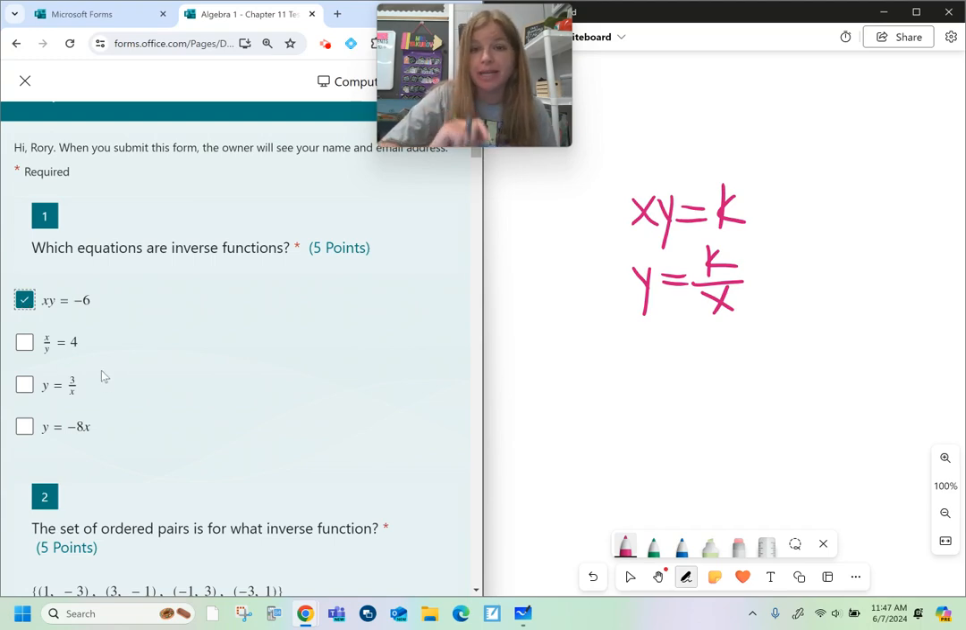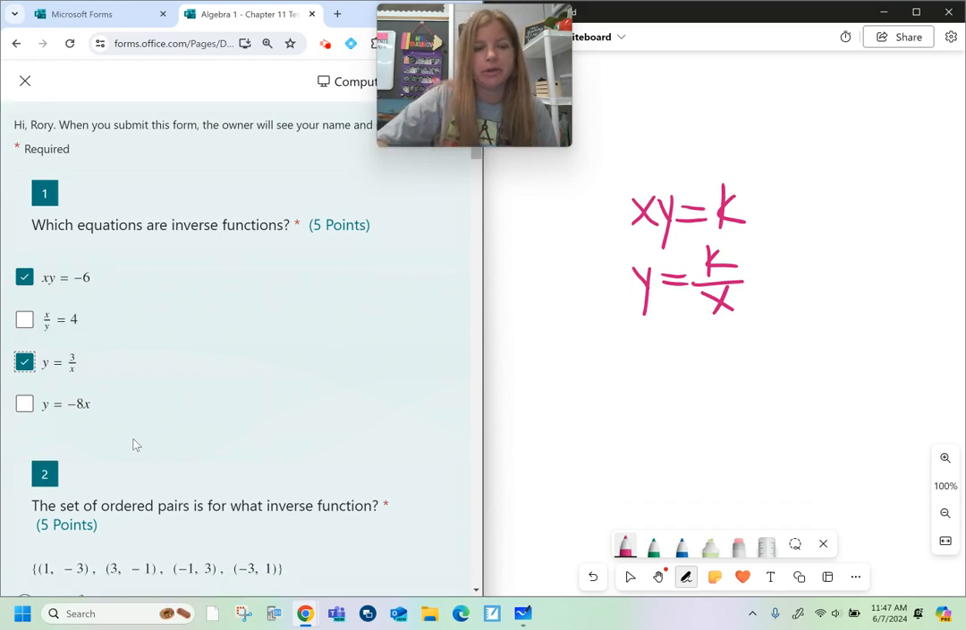Y equals 3 over x. Yep, that definitely looks like my second example. And y equals -8x. Nope, that's actually a direct variation. It would be a linear equation.